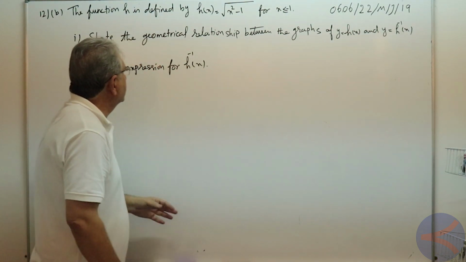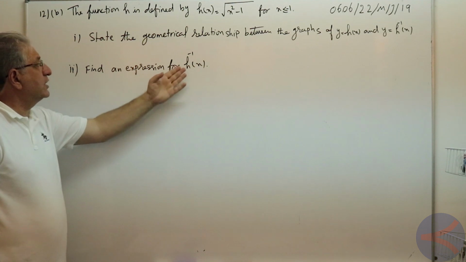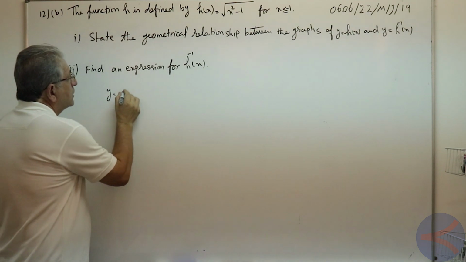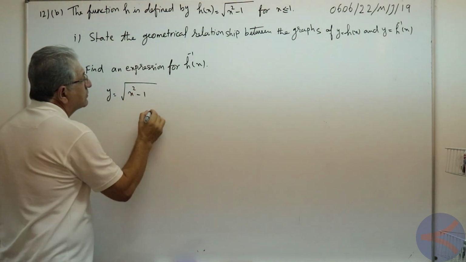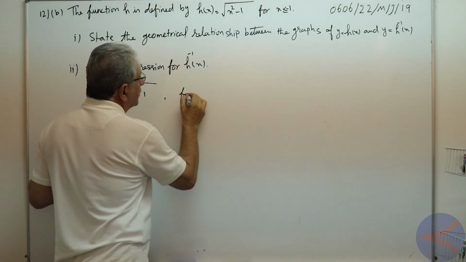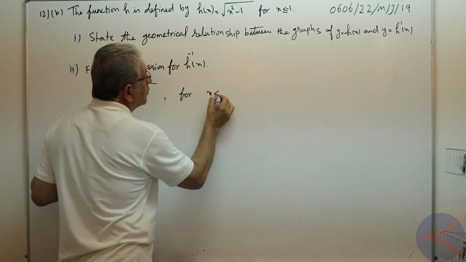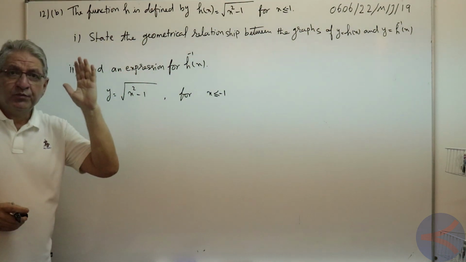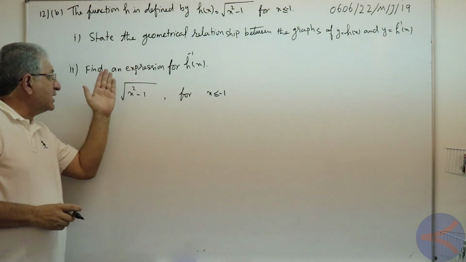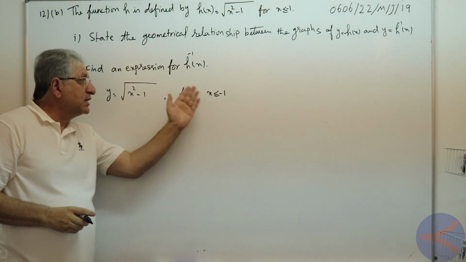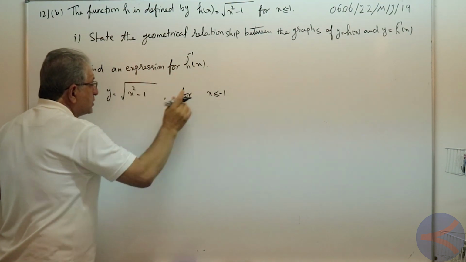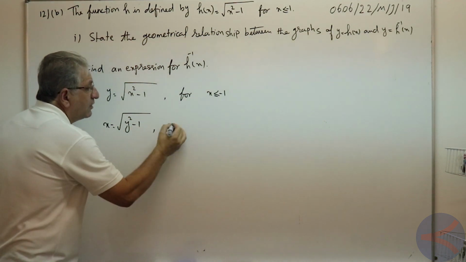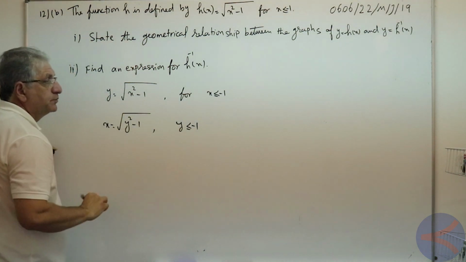Now, the second part of this says, find an expression for h inverse. Now let's see how we can do that. We know that y is equal to the square root of x squared minus 1 for the values of x less than or equal to negative 1. I always advise my students, first you change y to x and x to y. Don't forget here also. That means in this relationship, your x is equal to the square root of y squared minus 1, and y should be less than or equal to negative 1.